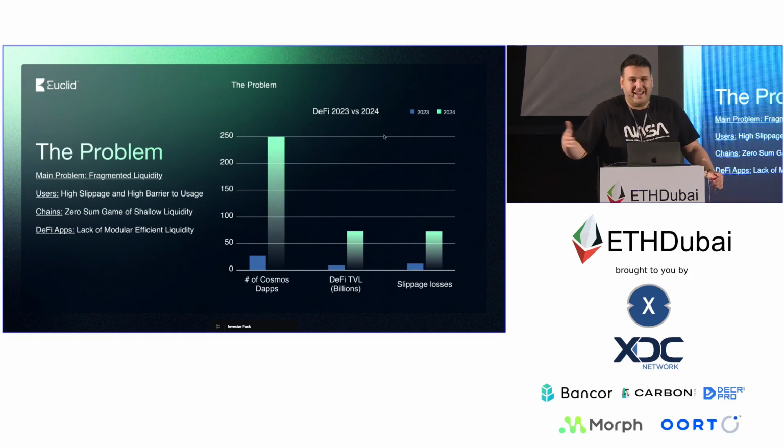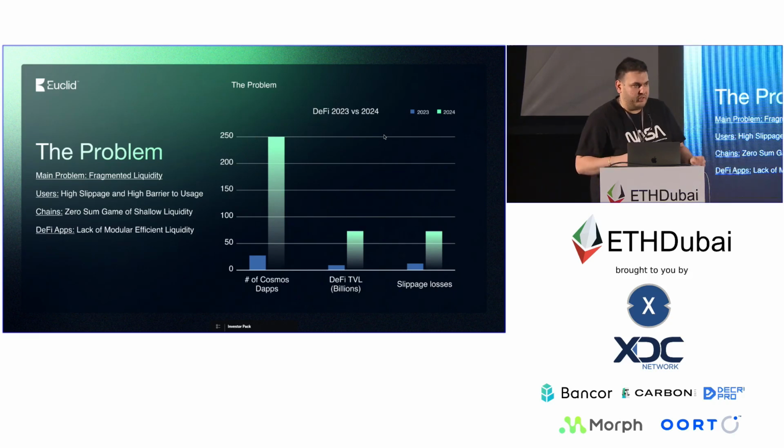So the users on any chain, whether you're on Solana or Ethereum, except for the top 15 protocols, experience very high slippage and a very high barrier to usage, especially if you need to bridge tokens from one place to another, or if you have a few tokens here and there, it's hard to unify them in one place and do a trade. Second of all, chains are fighting a zero-sum game of liquidity.